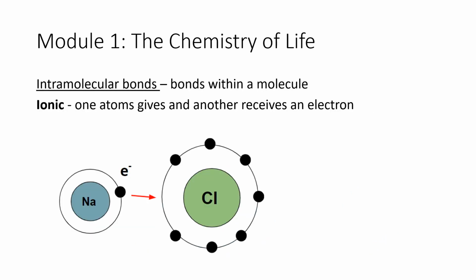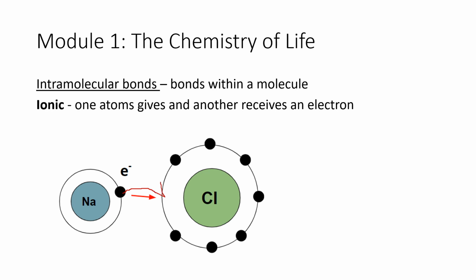Now, when we talk about these bonds within molecules, within a molecule, we call those intramolecular. Sodium and chlorine form an ionic bond. And like I said, sodium, far left, on the left-hand side, has very low electronegativity. It's only got one electron in its outer shell. And in this particular illustration, only the outer shell electrons are being shown. Sodium with this one electron will give that electron up to chlorine.